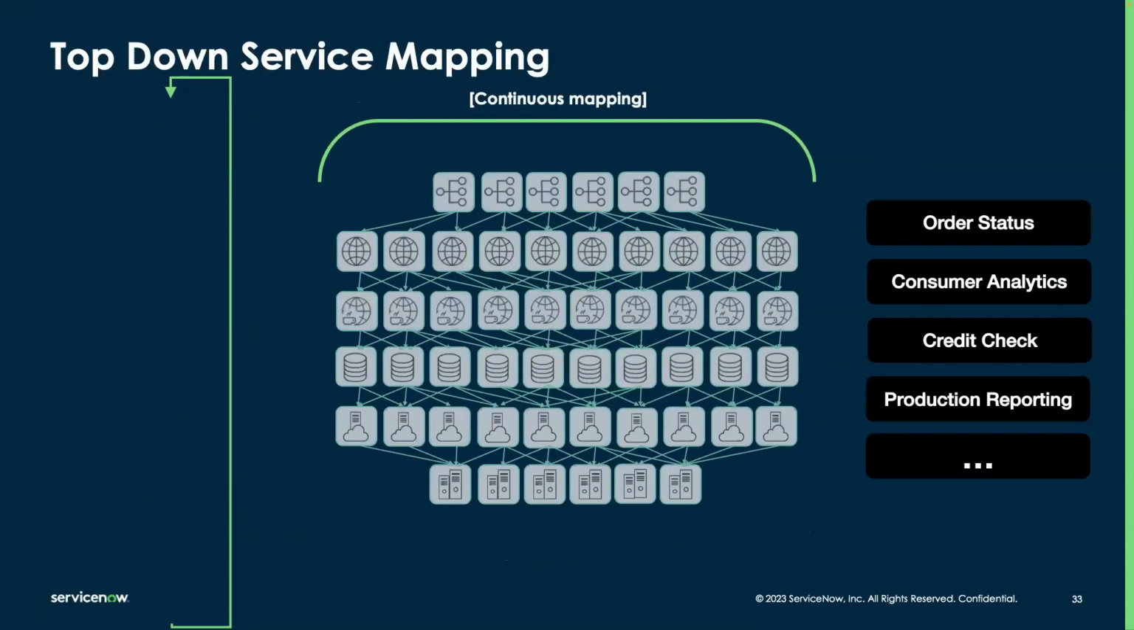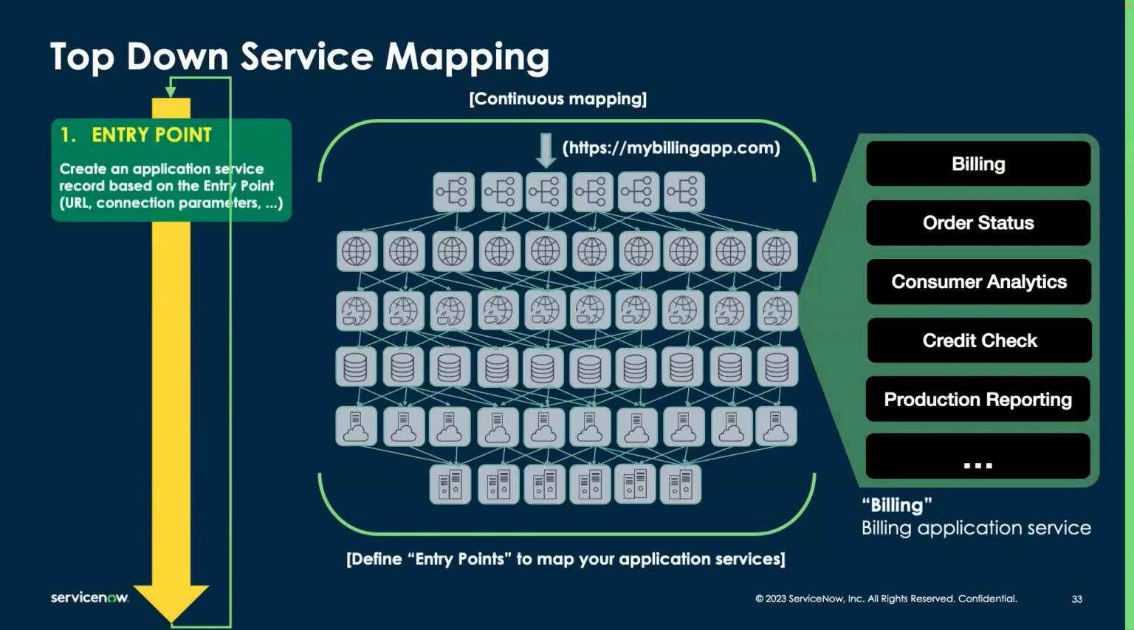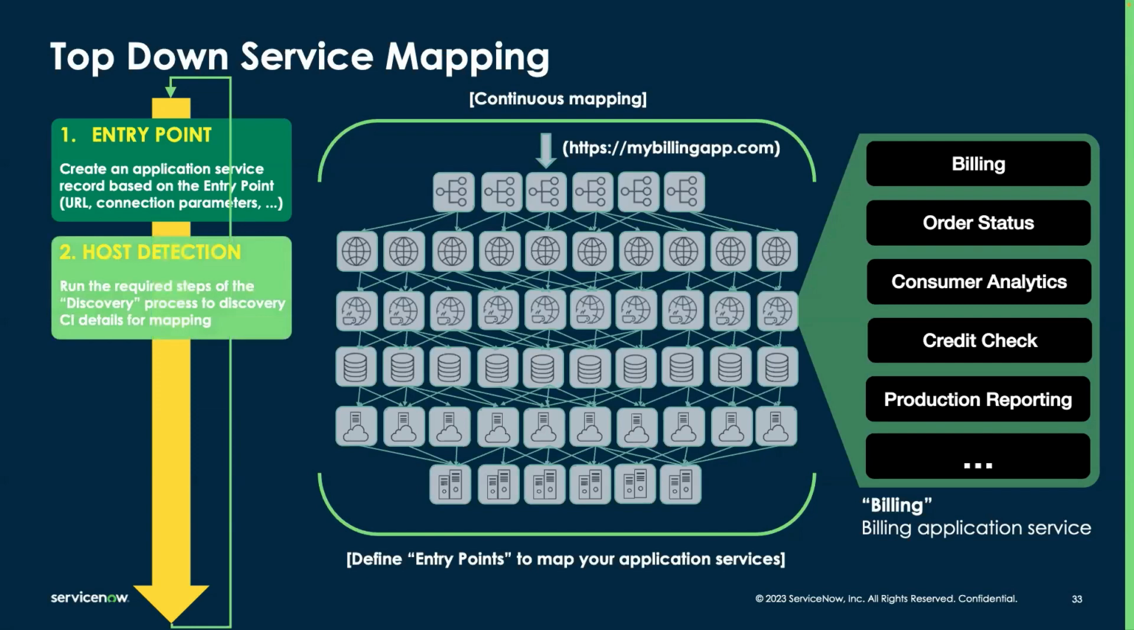Let's talk about the top down mapping process. First thing you do is you point ServiceNow at an entry point, say my billing app, and you give it the URL or any kind of connection parameters. Second thing that happens is host detection. It runs the required steps of the discovery process, because service mapping relies on ServiceNow discovery to gather all the details for mapping.